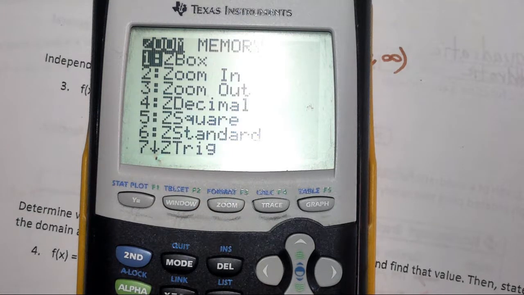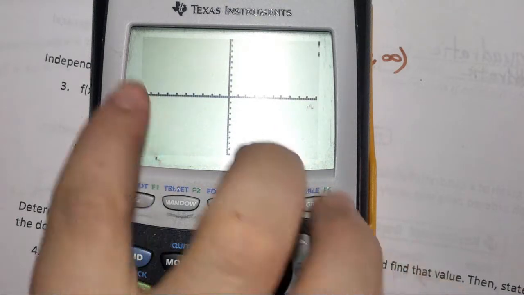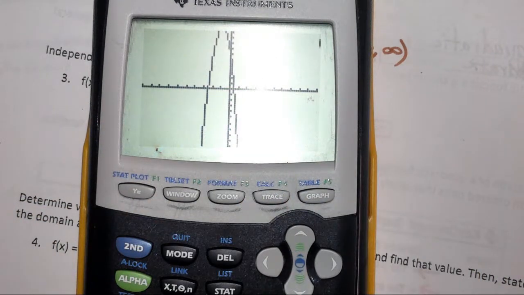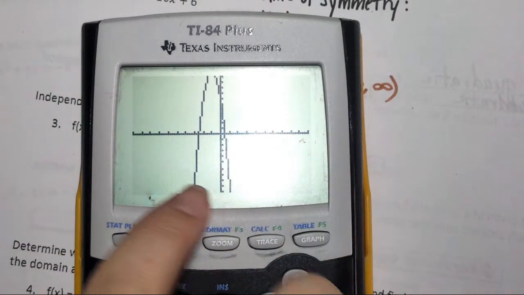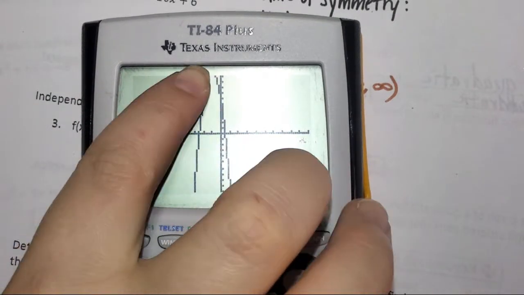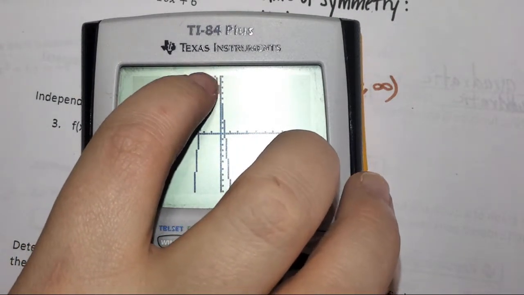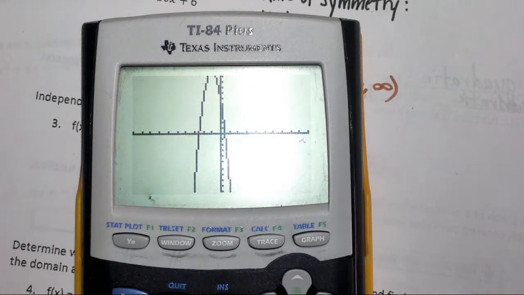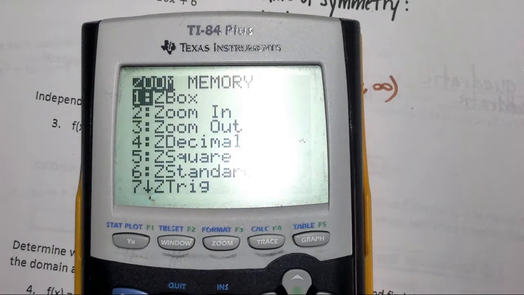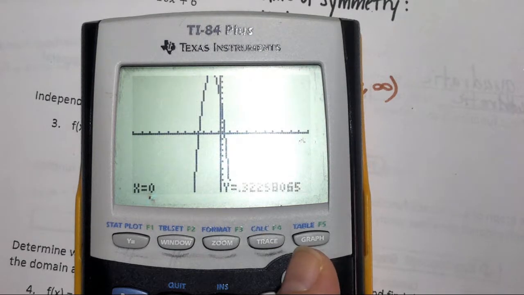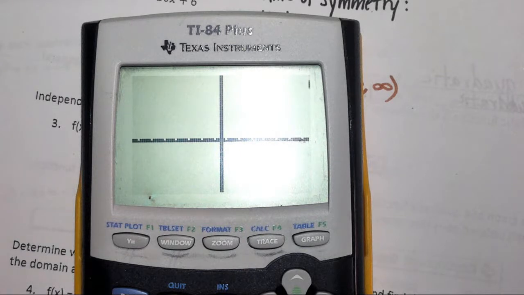So normally, I like zoom standard. Zoom standard is like a normal 10 by 10. But sometimes zoom standard stinks. It does with this one because our vertex is off the screen. So zoom standard didn't really work. So we can zoom out and say specifically, I want to zoom out and focus up here. You can tell it to zoom out, but I don't really like that either.